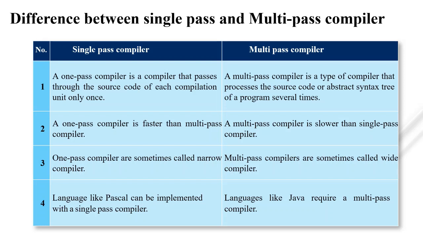Third difference, a one pass compiler is also called a narrow compiler, and a multi-pass compiler is sometimes also called a wide compiler. And last, a language like Pascal can be implemented with a single pass compiler, but a language like Java requires a multi-pass compiler.